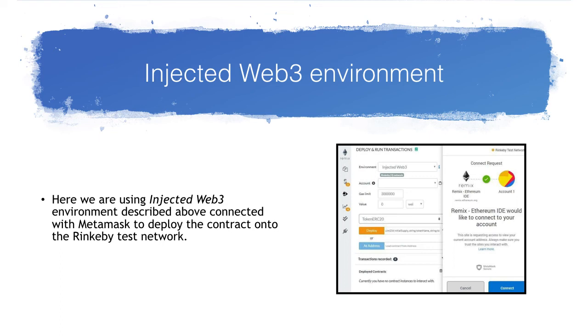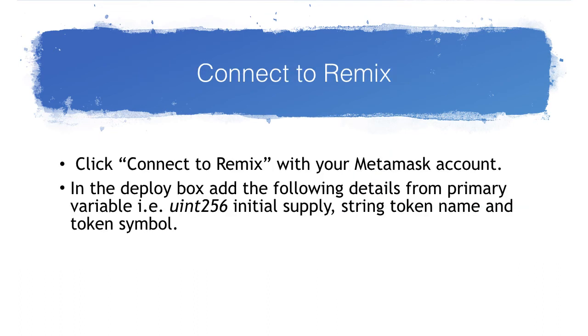What we are going to use here is the injected Web3 environment described above, which is connected to MetaMask, to deploy the contract onto the Rinkeby test network. There is this connect to Remix account with your MetaMask account. In the deploy box, add the following details from the primary variables, that is uint256 initial supply, which has a string token name and the token symbol.